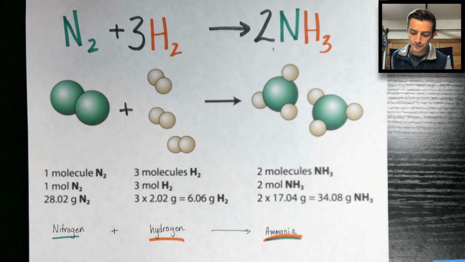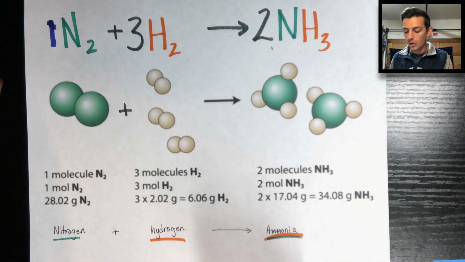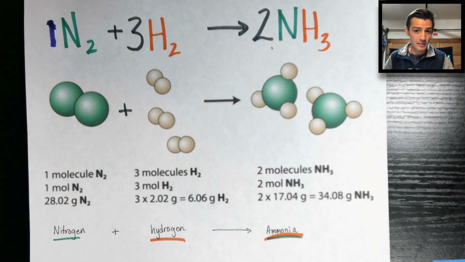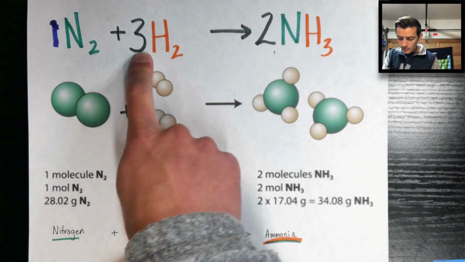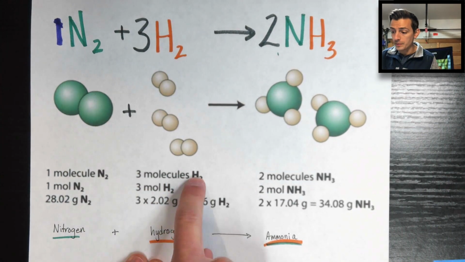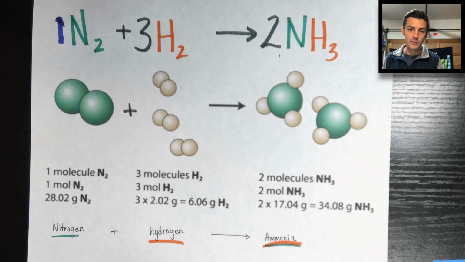Of course, there's technically a 1 here. We can just write the 1 there if we want, or we can just know that it's there because it's blank. But 1 molecule combines with 3 molecules of hydrogen to make 2 molecules of ammonia. I can think about it that way.